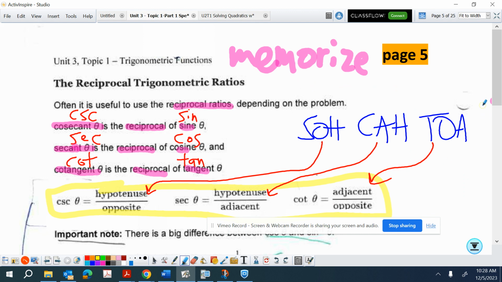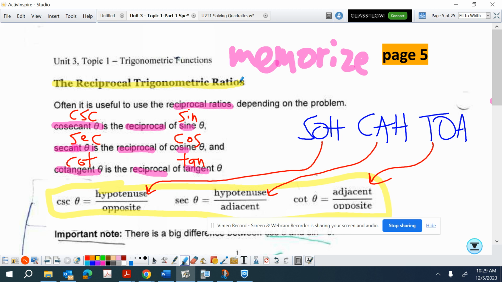Page 5 does not require me to explain much except to introduce some new trig relationships, including the definition of your 3 new trig functions. Cosecant is the reciprocal of sine. So when I do 1 over sine, that is going to be the same as a ratio for cosecant. Secant is the reciprocal of cosine. So that means when I do 1 over cosine, I am talking about a ratio produced using secant.